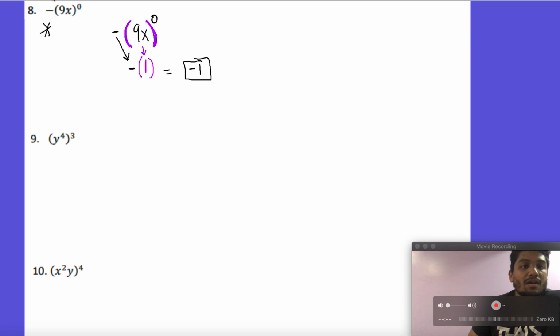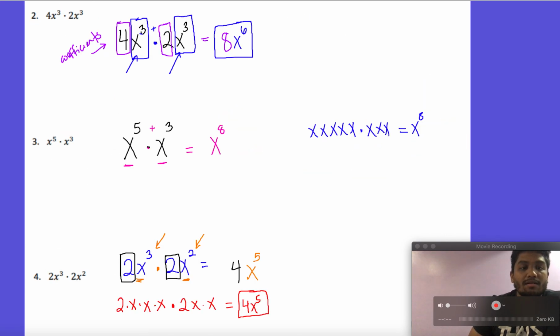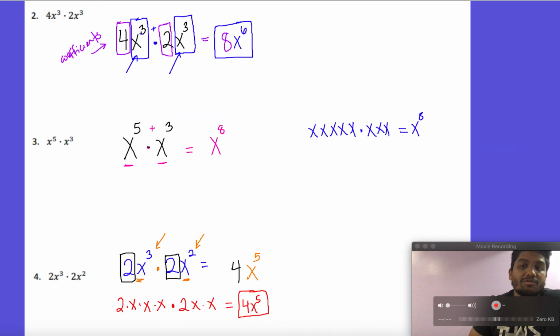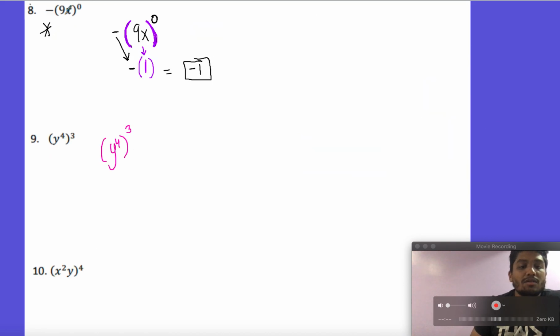Let's continue with this one over here. So we have y to the fourth, right? This quantity is just everything inside raised to the third power. If we reflect back on which rule that was, maybe you'll be able to point it out immediately. This would be the power rule. We have an exponent raised to another exponent, or a power raised to a power. So this is simply going to be multiplication, and this would be y to the 12th.